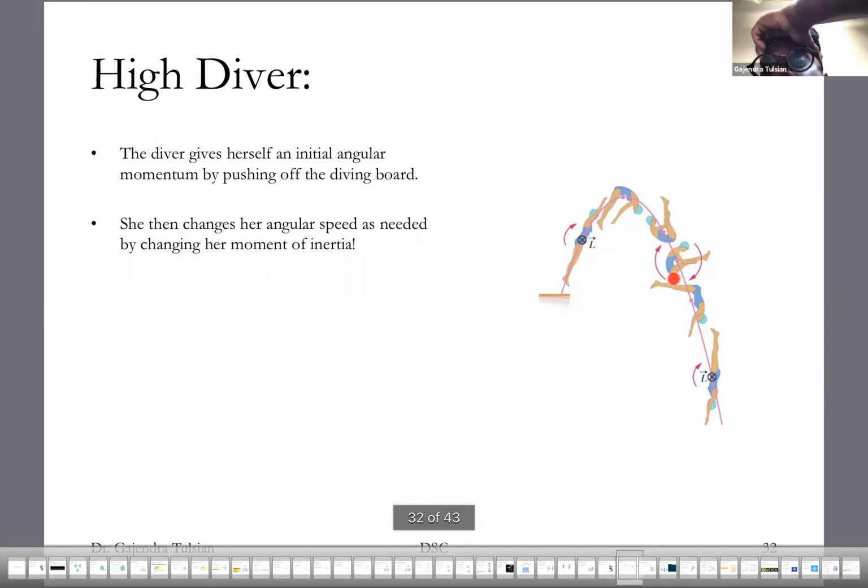Okay, so again, all these are spectacular examples of external torque being equal to 0, and so angular momentum is conserved. Okay, L is constant.